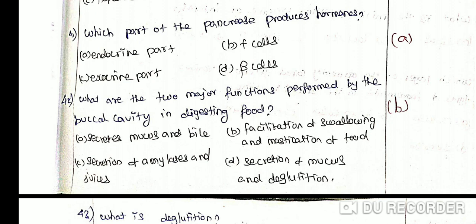What are the two major functions performed by the buccal cavity in digestive food? Option A secretes mucus and bile. Option B facilitation of swallowing and mastication of food. Option C secretion of amylase and juices. Option D secretion of mucus and deglutition. Correct answer is option B facilitation of swallowing and mastication of food.